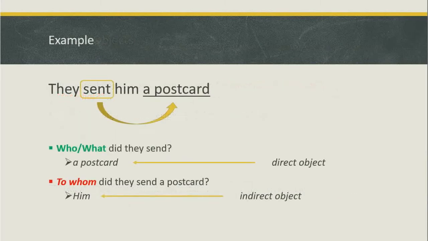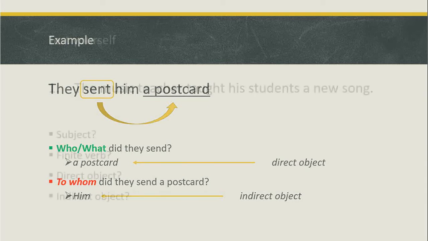They sent him a postcard. Finite verb is sent. Subject is they. Now I go to check, is there a direct object? I say sent who or what? What did they send? And they sent a postcard. So I know that a postcard answers what, and so therefore that is the direct object. If I run through my to whom, for what, when I get to whom, is there anything in the sentence that answers to whom? Yes, there is, him. To whom did they send the postcard? To him. So him is the indirect object.